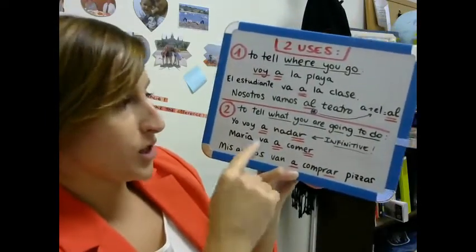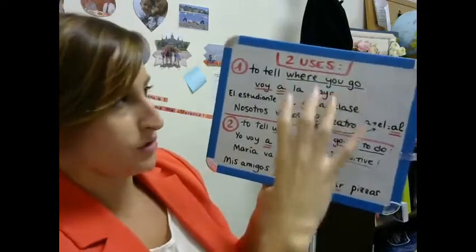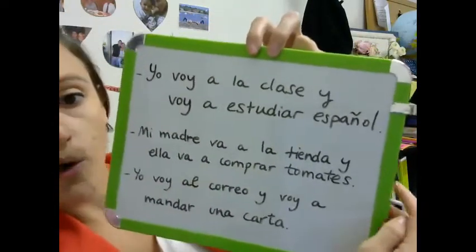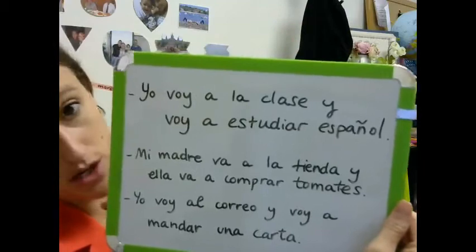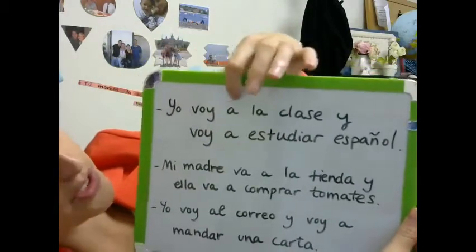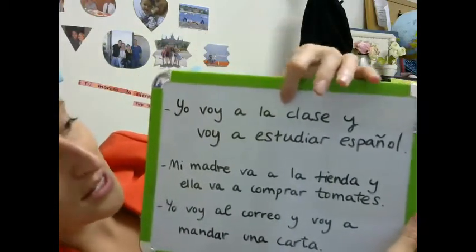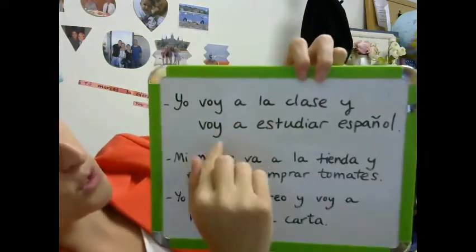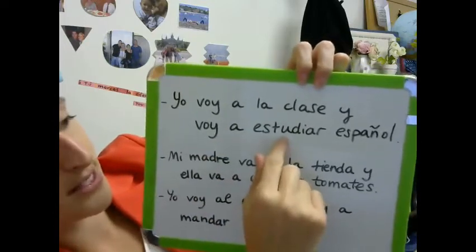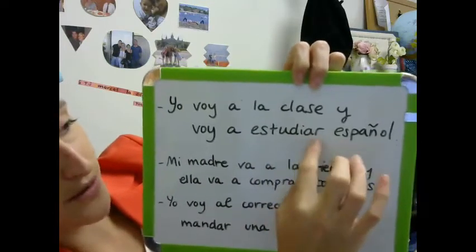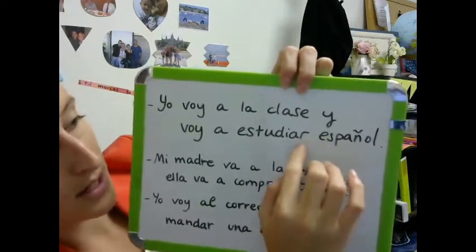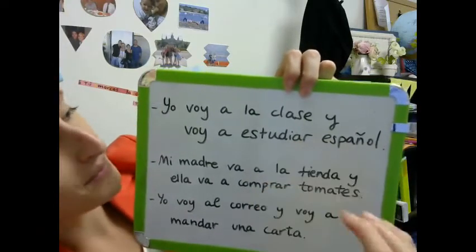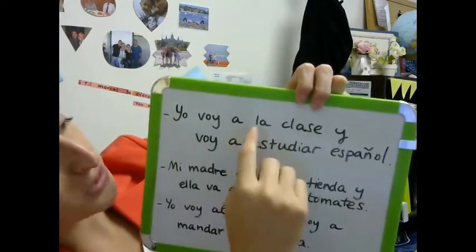So you can always combine these 2 uses. Look at these examples here. Yo voy a la clase y voy a estudiar español. I'm going to class and I'm going to study Spanish. The second one is what you're going to do, the action, the verb. If it's a verb, always in the infinitive. You don't have to use the conjugated form, just the basic form, the AR.